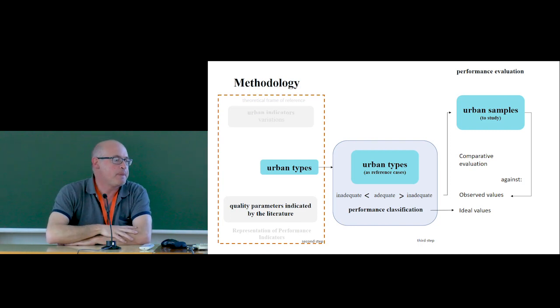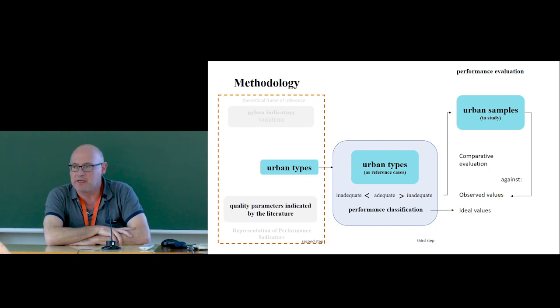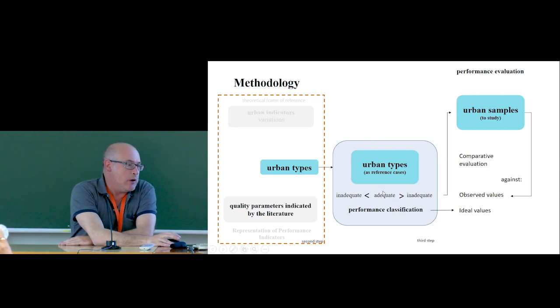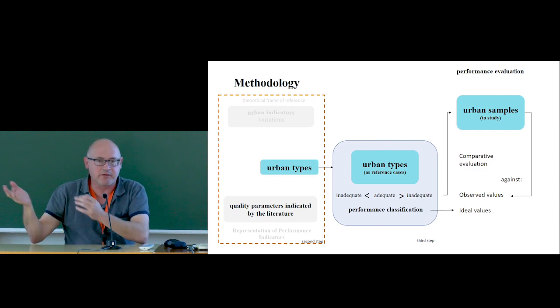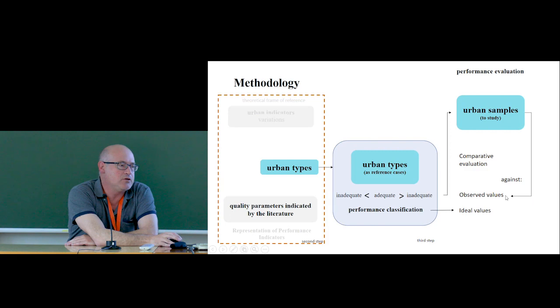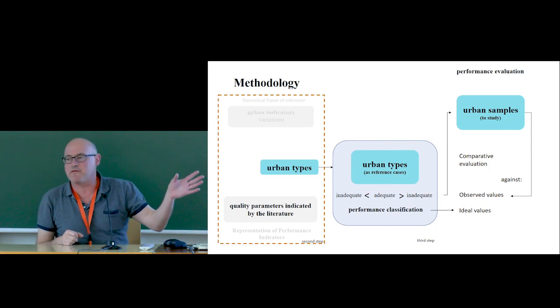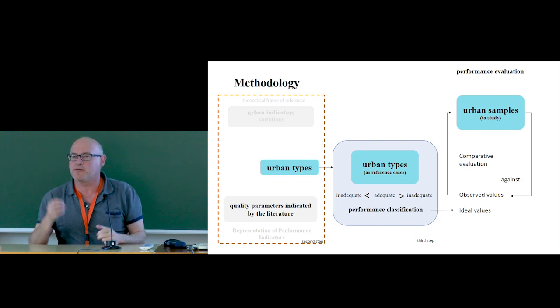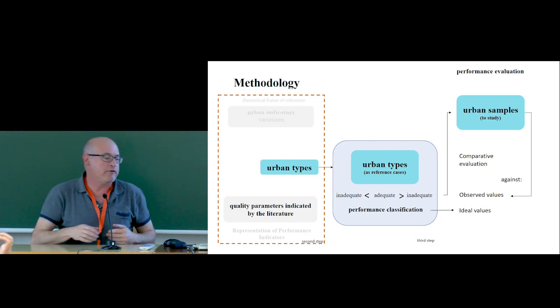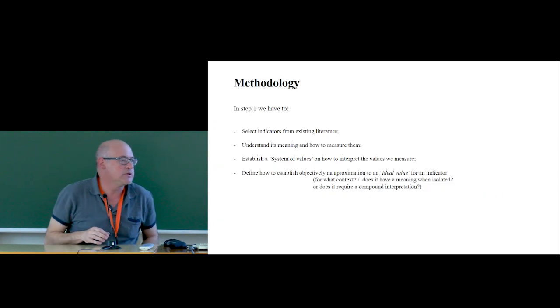So it works as a comparative analysis procedure. So once we have that, we can do a comparative evaluation with the urban samples, in this case, the samples from Recife, and check whether they are reaching these values or not, and use these observed values. So in a way, the ideal values are taken from reference cases on one hand, and from literature review on the other hand, especially when the authors were very sharp on pointing out values. There was an example for that, and we will show that also.